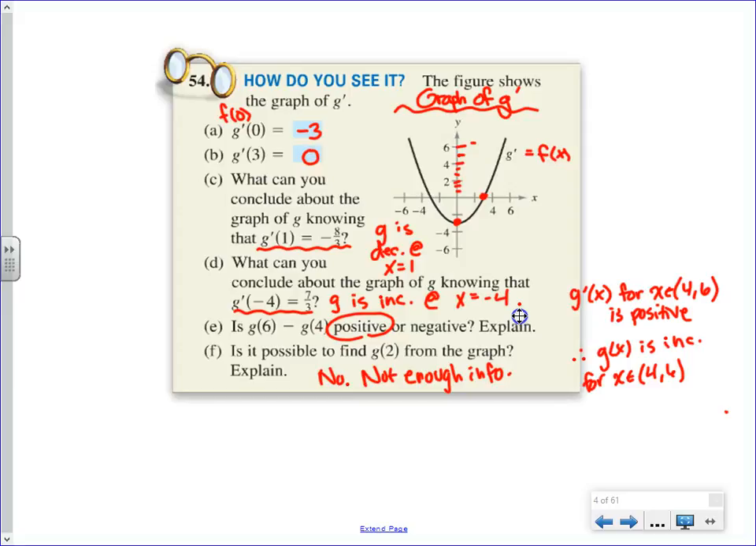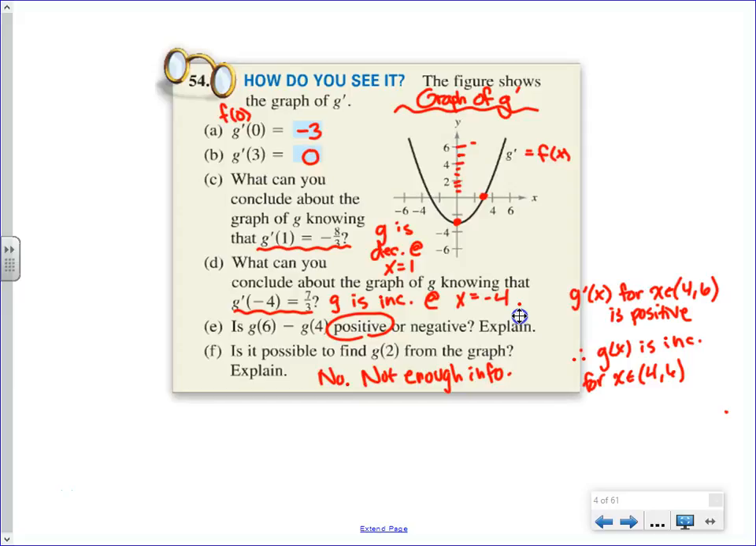All right, it got hard kind of from the very beginning. But how do you see it? Could you be given a graph of a derivative and have to think through things? Yes, just to be aware. And to think through things about g, we have to think about the tangent lines. If there are slopes of tangent lines that are positive, my original function, which we would call g, must be increasing or decreasing.